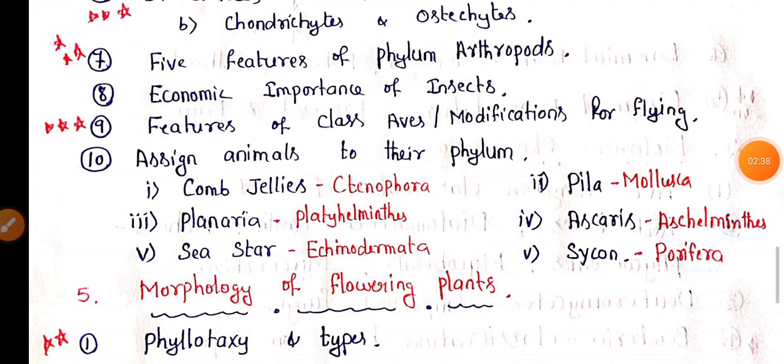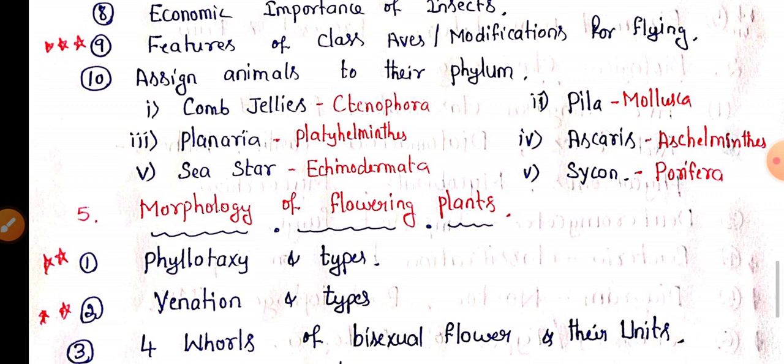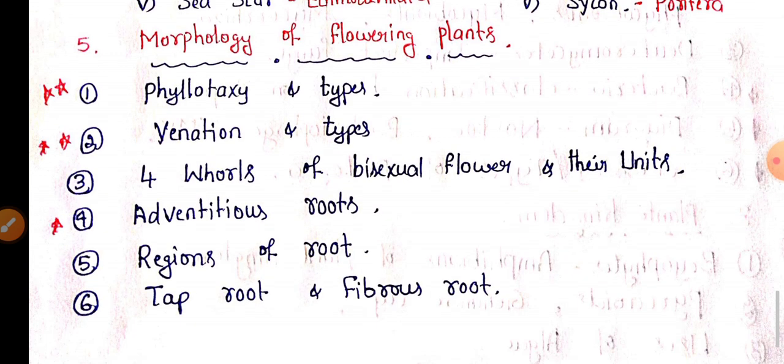And from this animal kingdom chapter, they may give some animal names and ask you to identify their phyla. For example, Ctenoplana belongs to phylum Ctenophora, Pila belongs to phylum Mollusca, Planaria, Platyhelminthes, Ascaris, Aschelminthes, Starfish, Echinodermata, Sycon, Porifera.